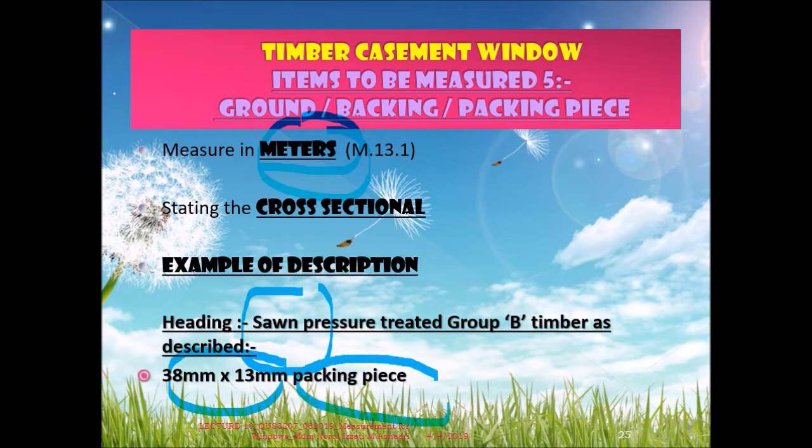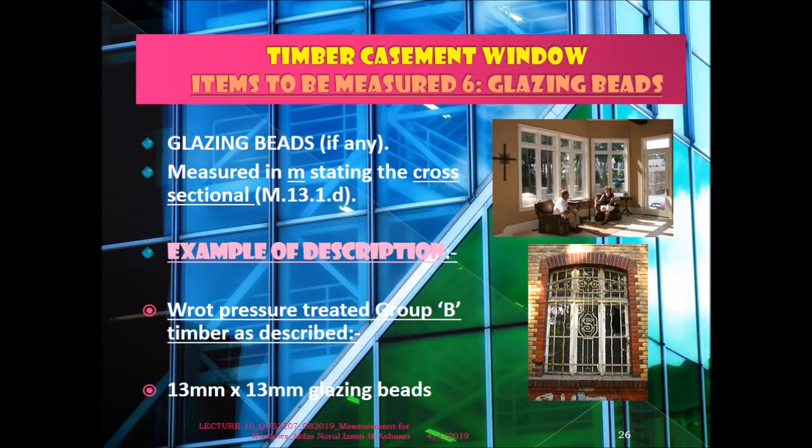Packing. Next one, this is what I did mention in the beginning of the lecture. The glazing bead is normally the type of securing for the glass. You have to measure the glazing bead, if any, also in meter under the same second fixing, but this one falls under M.13.1 D.